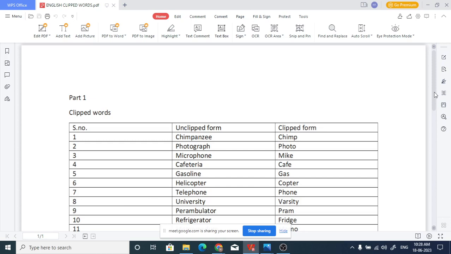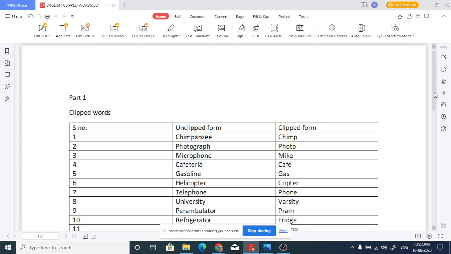It's called in Tamil, I think, Rangaratinam. Have you heard of Rangaratinam? Yes, sir. Yeah, Rangaratinam is the vertical one. But the horizontal one is called something else. So, that is called perambulator. In short, it is called pram. Of course, in our Indian English, we use perambulator. We don't use pram very much.